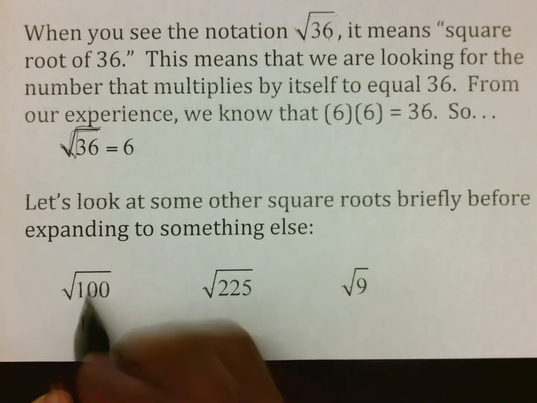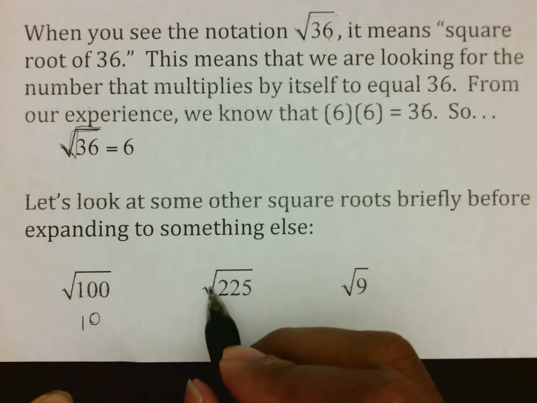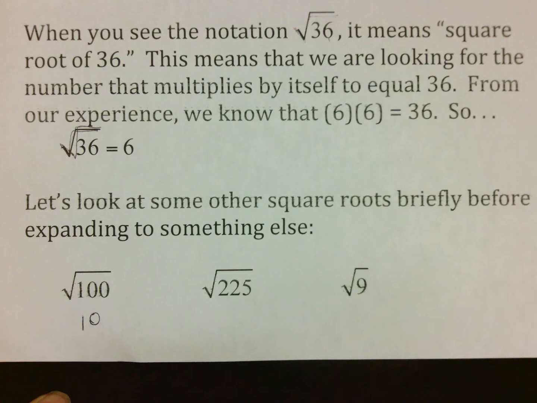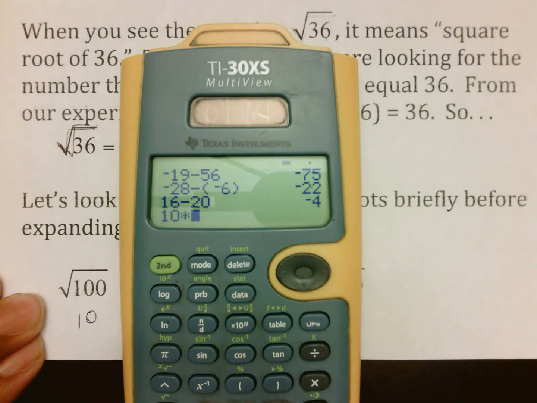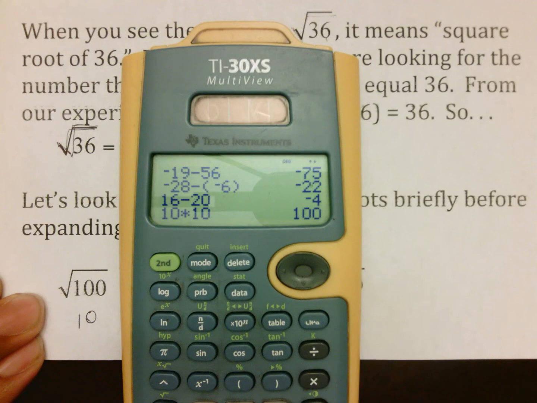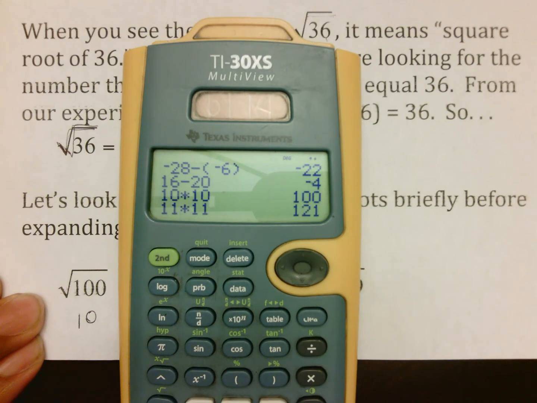10 squared makes 100. 225, from what I know, and I'm going to use the calculator again, it's bigger than 10, so 10 times 10 is not it. 11 times 11, nope.